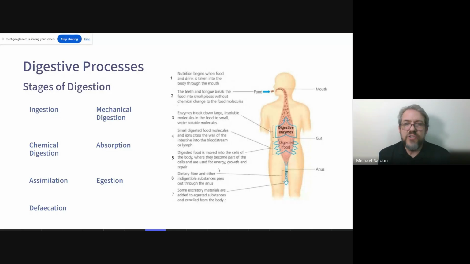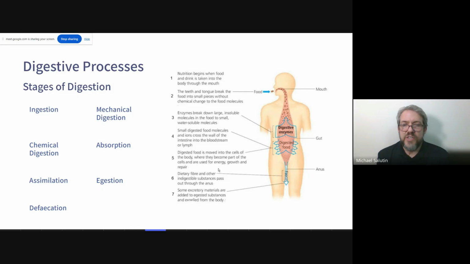Number 1 is ingestion. Nutrition basically starts when the food and drink is taken into the body through the mouth. This is taking a bite of food or a drink. In humans, this is in small bites. In some other animals like wolves and so on, it's very big bites. In something like a snake, it's a completely different matter where the whole animal is taken in. So we're going to look at the human example here.